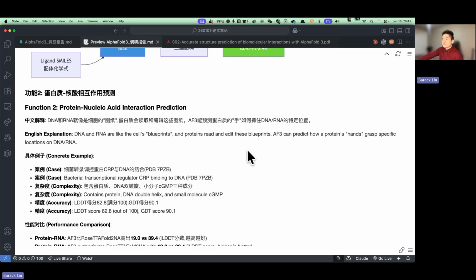Concrete example: bacterial transcriptional regulator CRP binding to DNA. The complex contains protein, DNA double helix, and a small molecule, cGMP. Accuracy scores 82.8. That's a really high mark.